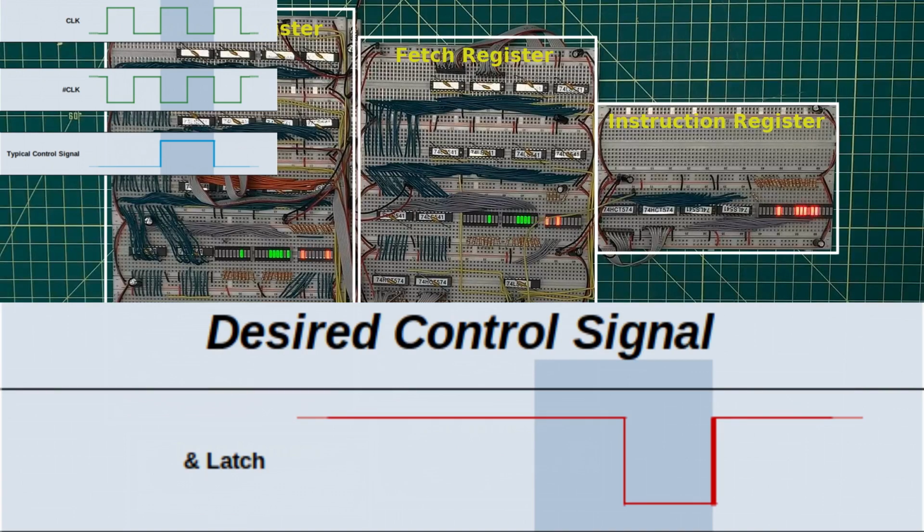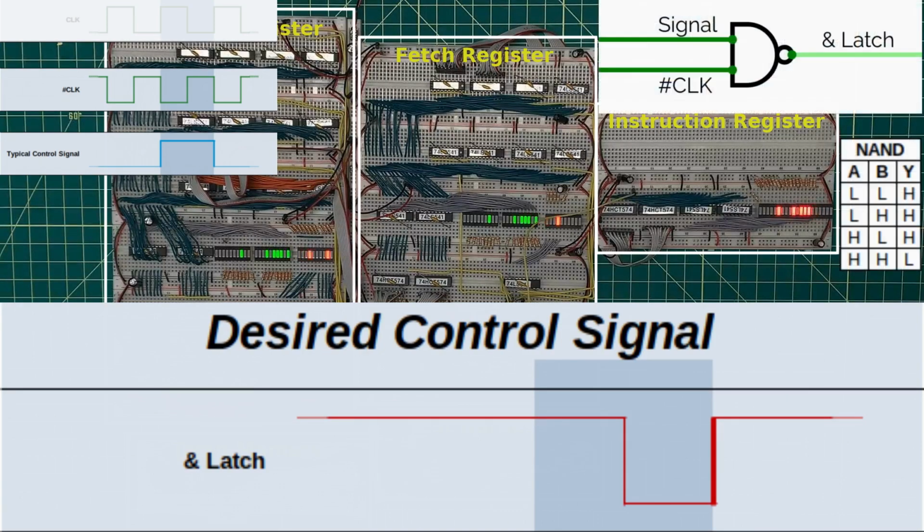And so this is where we actually need to combine some signals. If you take the control signal and then look at it next to the inverted clock signal, if I use a NAND gate, when both of those signals are high, my latch signal will drop low. And then when that's done, it's going to return back high, giving me that latch activity that happens at the end of the clock cycle, the last thing that takes place.